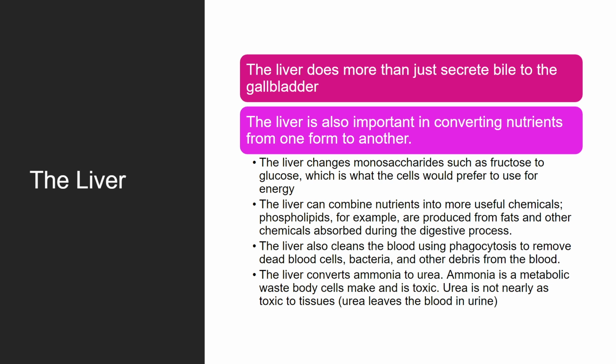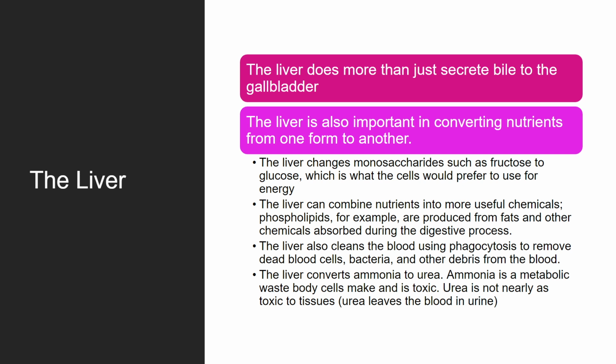The liver actually does more than just secrete bile to the gallbladder. The liver is also important in converting nutrients from one form to another. It changes monosaccharides, such as fructose, to glucose, which is what the cells would prefer to use for energy. The liver can also combine nutrients into more useful chemicals, like phospholipids. They are, for example, produced from fats and other chemicals absorbed during the digestive process.